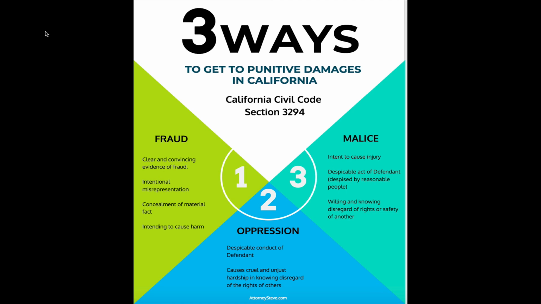So that's a quick and dirty overview. This is general information, not legal advice, but this is information about punitive damages. If you have those facts in a complaint and you can allege them, sure, allege them, but you also need to go forth and prove it. The burden of proof is always on the plaintiff in a punitive damage action.